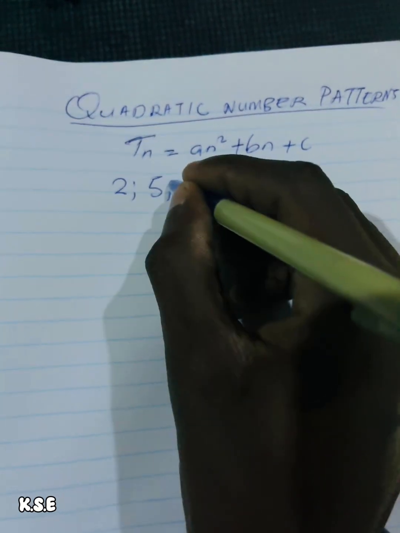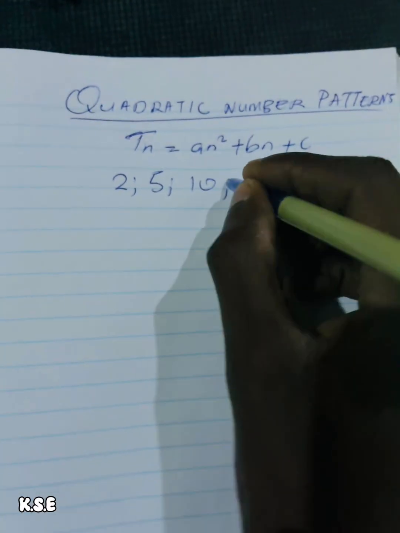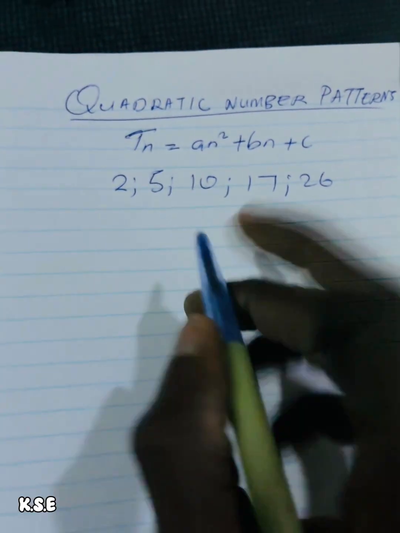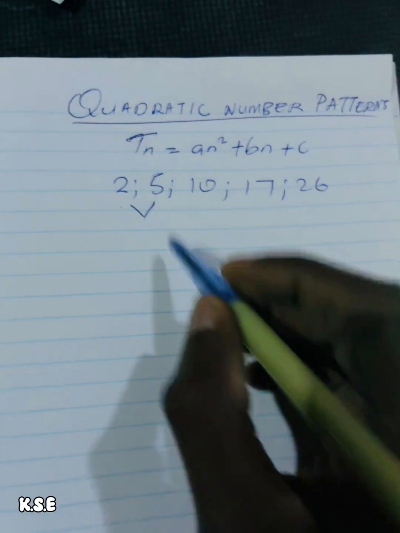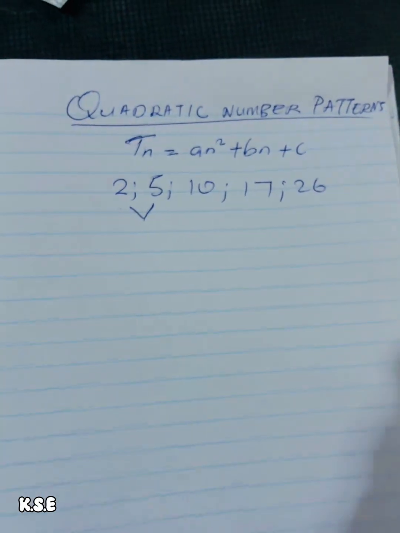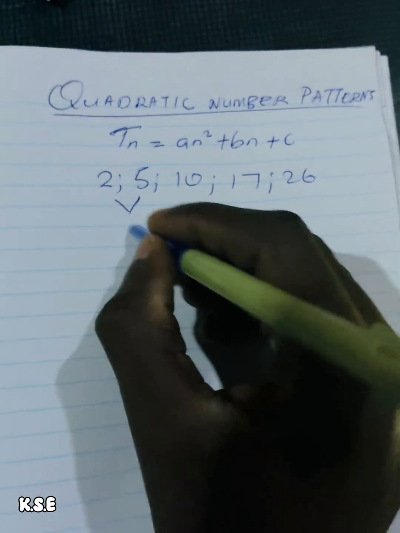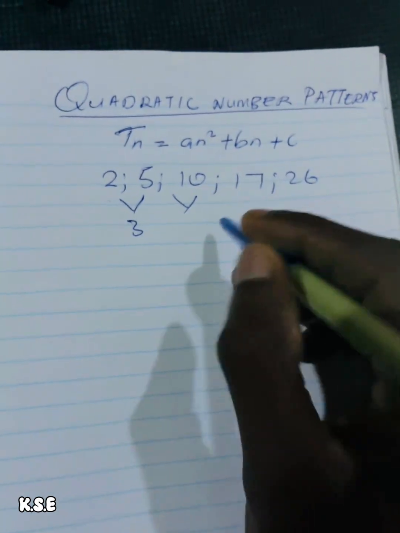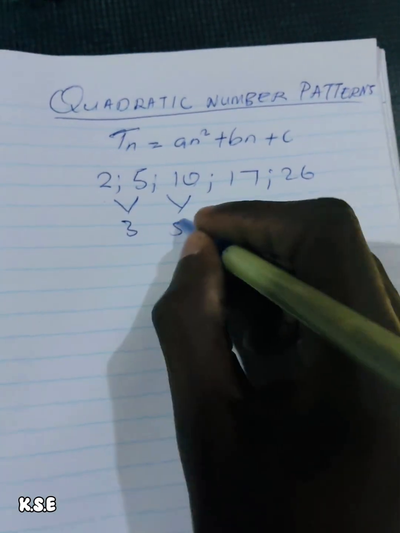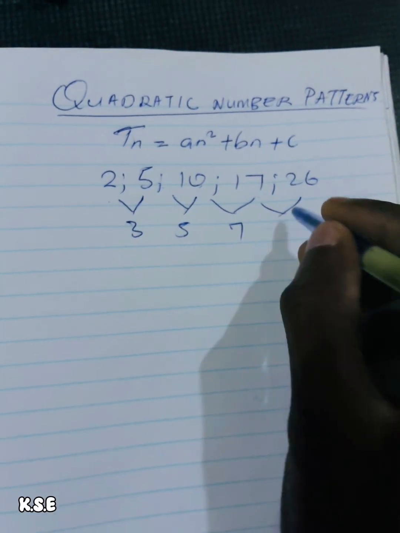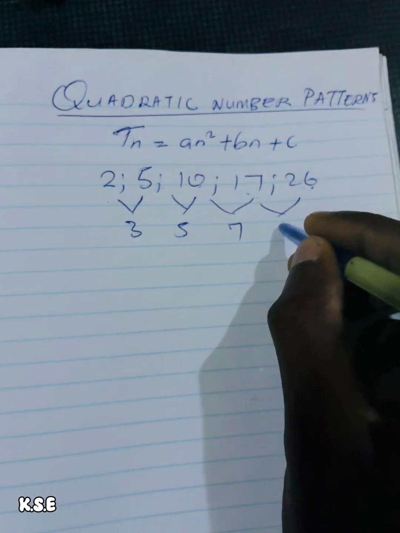So this is the pattern we have for the quadratic pattern. We're going to say 5 minus 2, as we did on the linear. We're going to do the same thing. 5 minus 2, we're going to get 3. Then 10 minus 5, we're going to get 5. 17 minus 10, we're going to get 7. 26 minus 17 is going to give us 9.